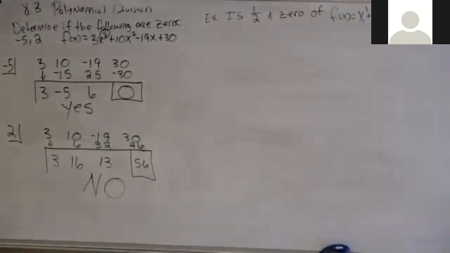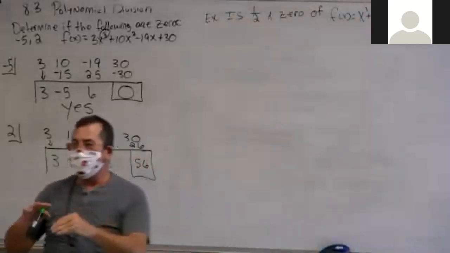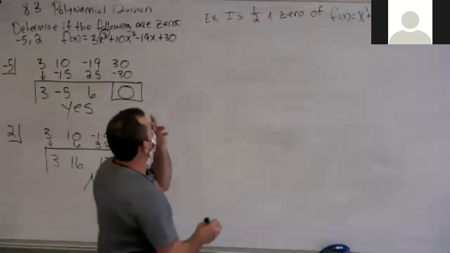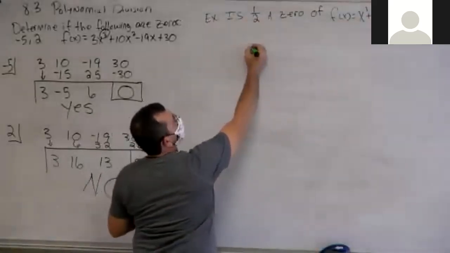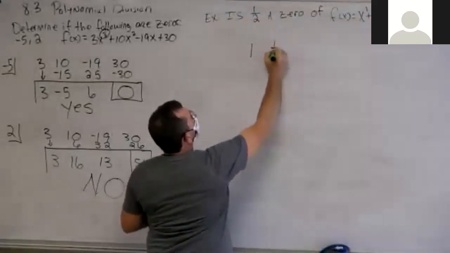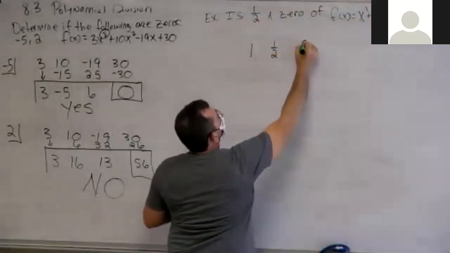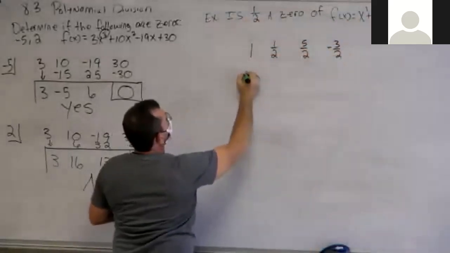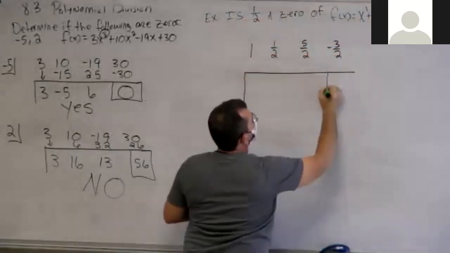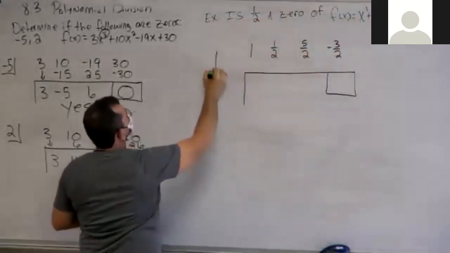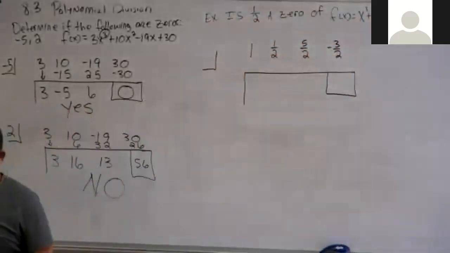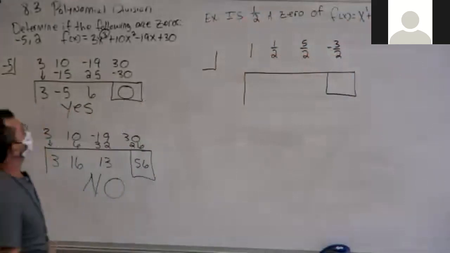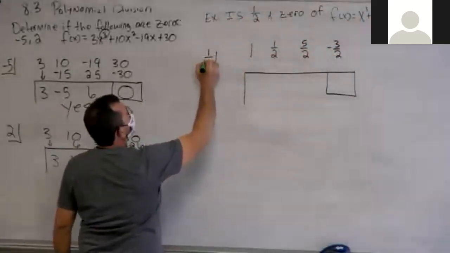Alrighty, so we got fractions, but that's all right. At least in this section, they kept us all common denominator, so it shouldn't be that bad on y'all. So let's see. Let me write my coefficients. I got a 1, a 1/2, 5/2, and a negative 3/2. So I'm still looking for a zero remainder if these are zeros. My C is the 1/2 that they're wanting me to check.